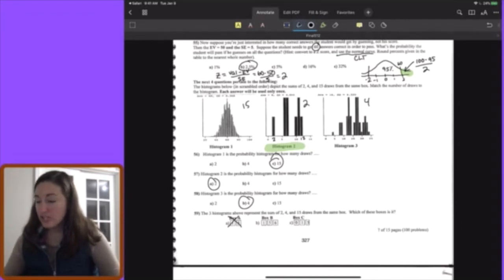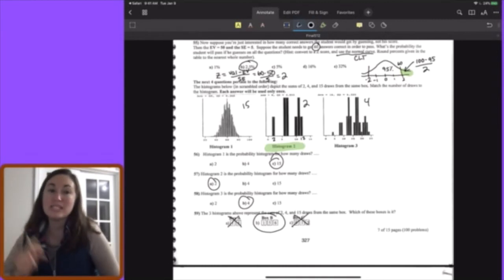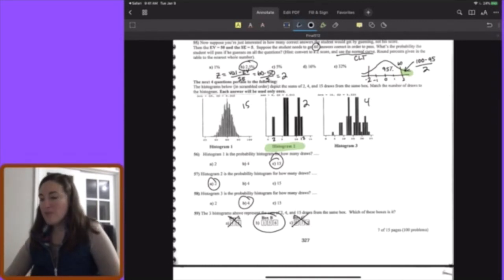Looking at box C, same thing. The biggest sum I can get for drawing twice out of it is 10. So I can't actually use that one. It has to be box B in this case, because for box B, the biggest sum I could get is 2 6s, which is 12. So that's probably how I would do this.